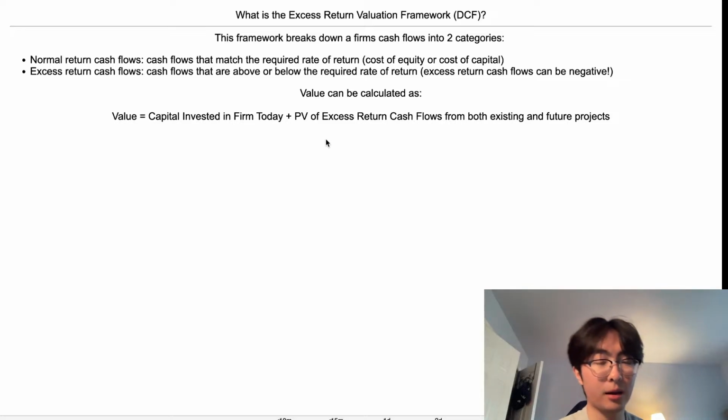Okay, so value of capital invested today plus present value of excess return cash flows from both existing and future investments. Alright, that could be better.